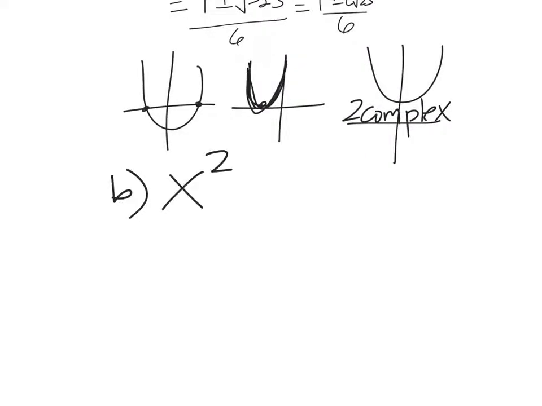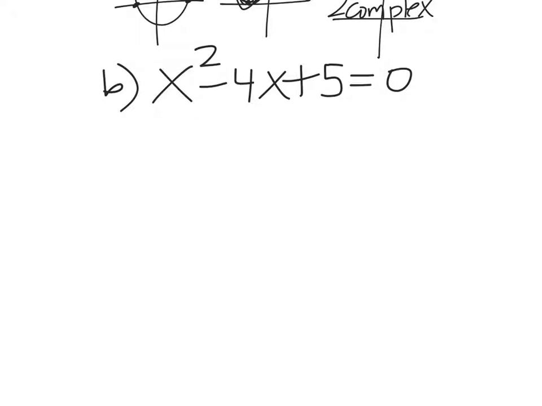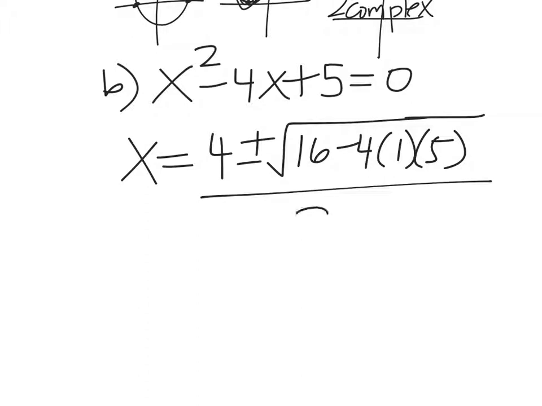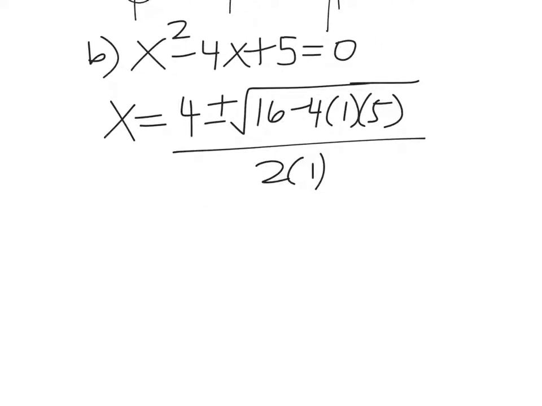All right, letter B. X squared minus 4x plus 5 equals 0. Last one. Are you going to try it? Or am I doing this with you? You want to try it? You try it. Let's see. Pause the video. Did you get some complex solutions? X is equal to negative b plus or minus square root of b squared minus 4ac all over 2a. Now, you know how to plug this in. Now let's simplify. This inside of here is 16 minus 20.